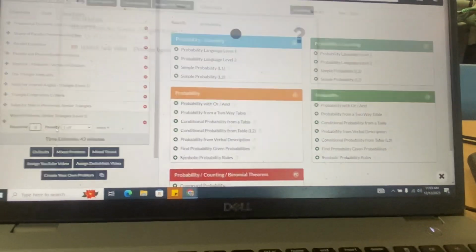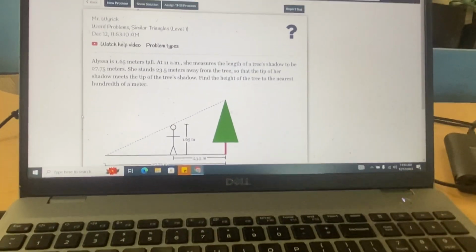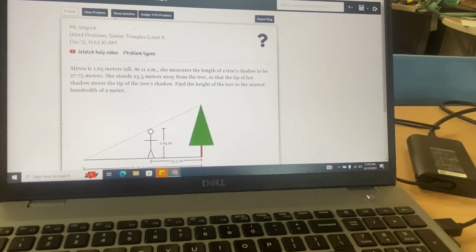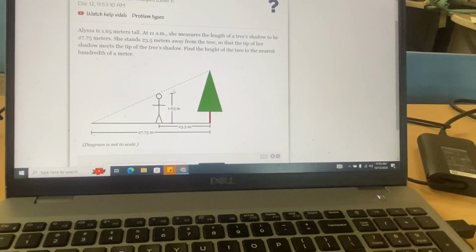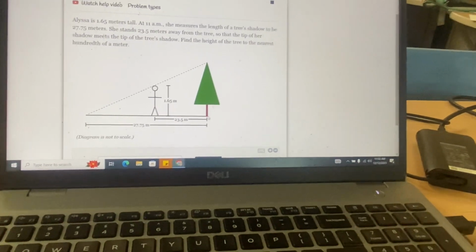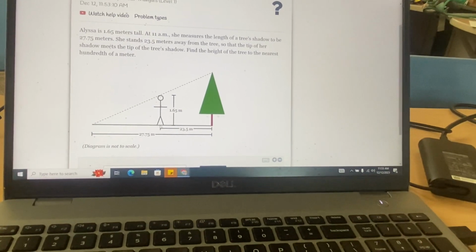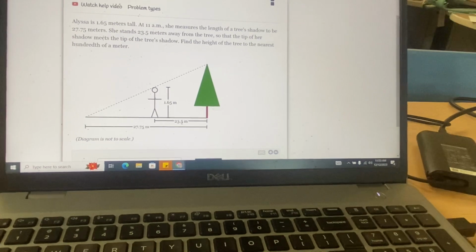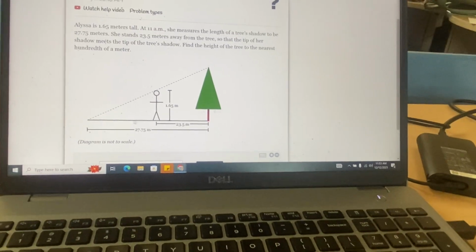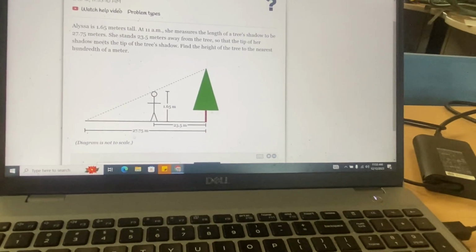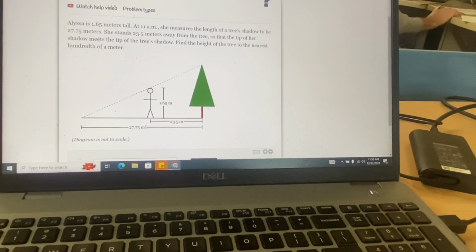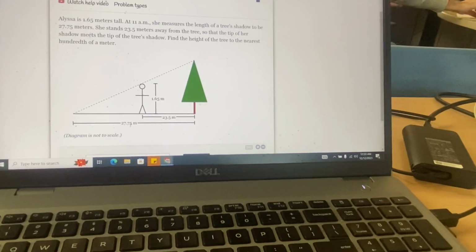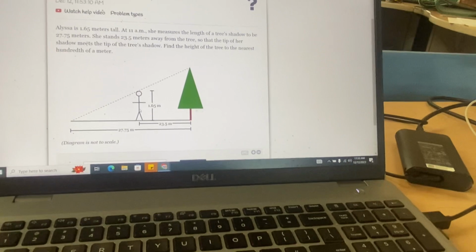And then word problems with similar triangles. These are going to be on there. It's going to be one question. Make sure you know what you're doing. The little triangle is 1.65. The big triangle is the tree. The little triangle is the distance from here to here. So you take 27.75 and subtract the 23.5 in order to get this smaller portion of the triangle. So little to big, and then whatever this is to 27.75, that should get you the height of that tree.